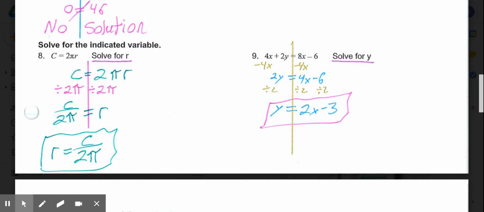Then to get the y alone, we need to undo the multiplying by 2. So we divide each term by 2. So each individual term on the right gets divided by 2. So then we have 1y equals 4x divided by 2 is 2x, minus 6 divided by 2, or 3. So y equals 2x minus 3.